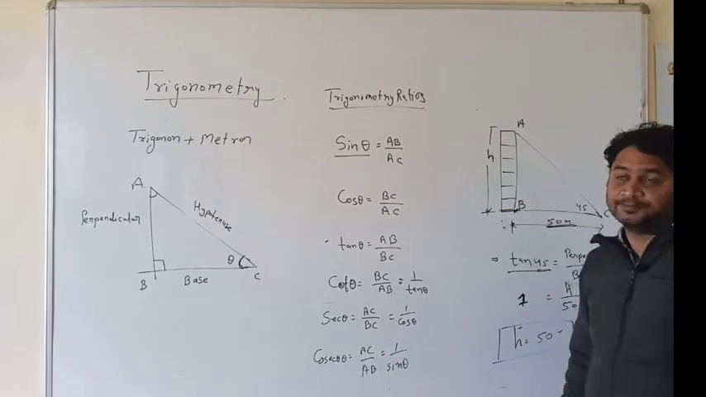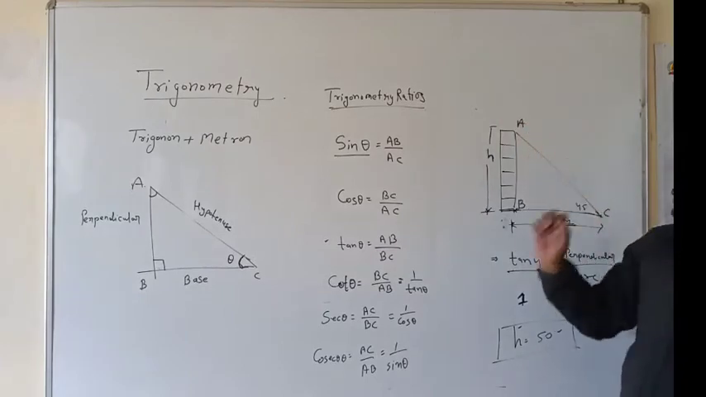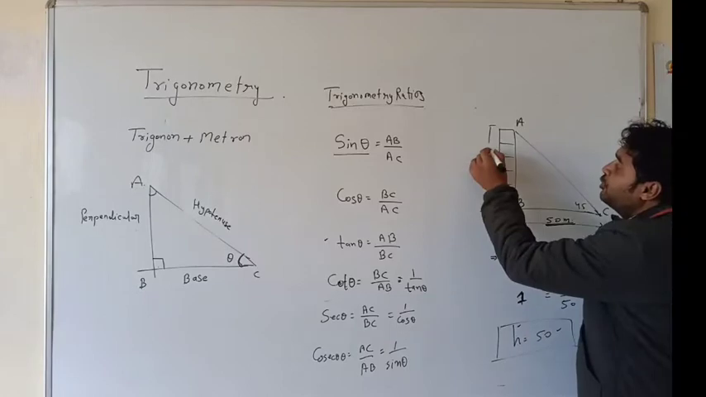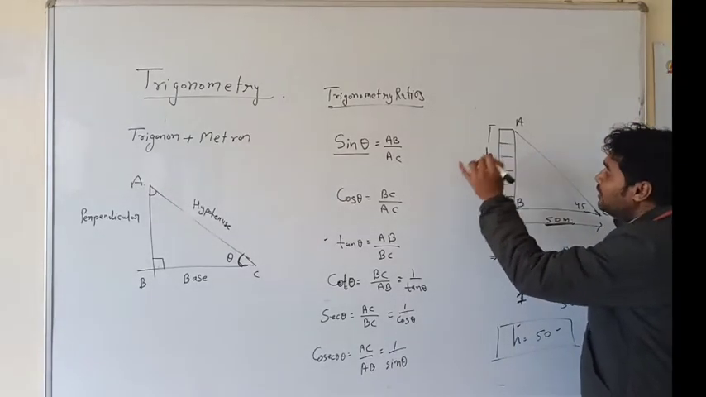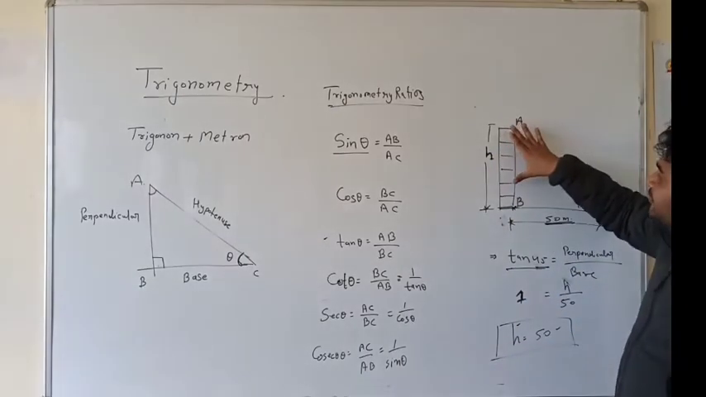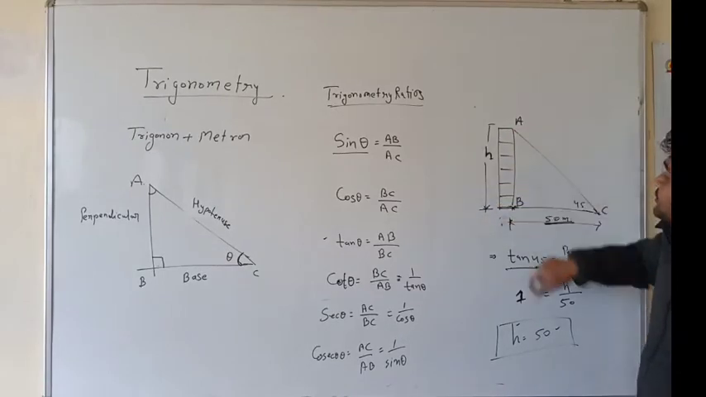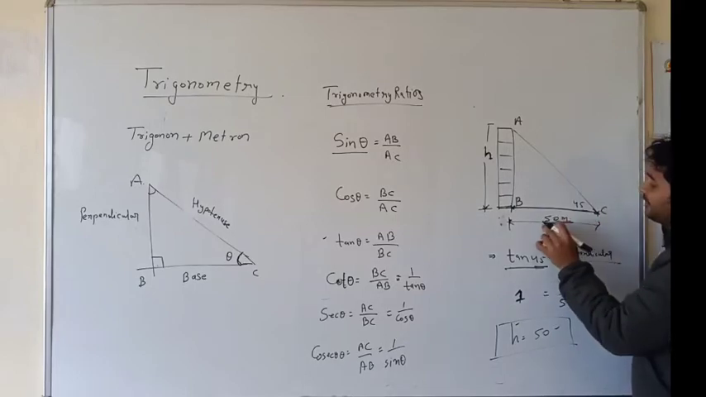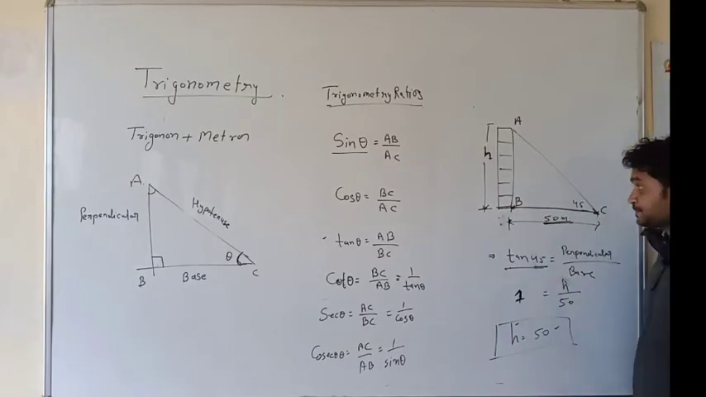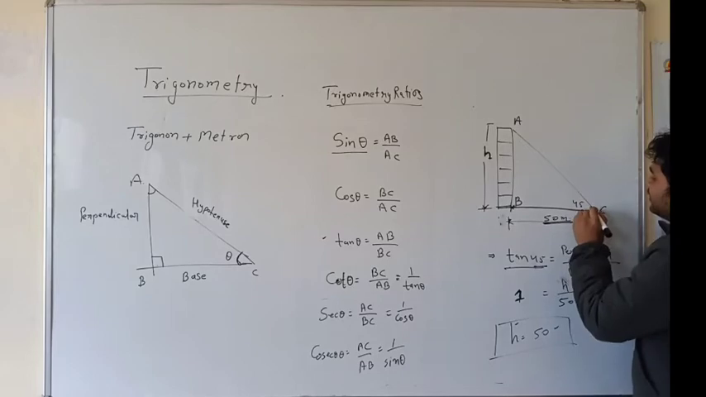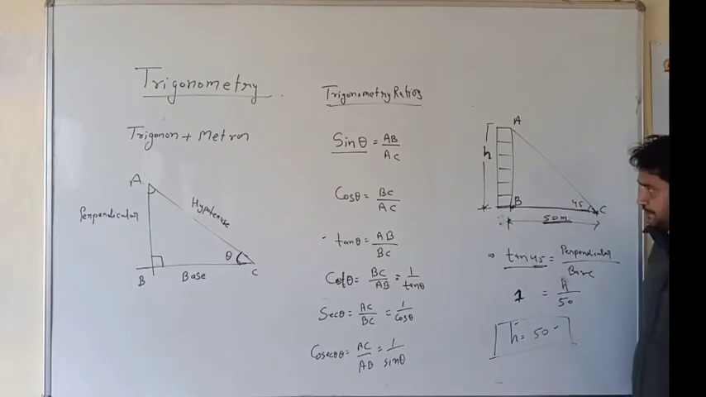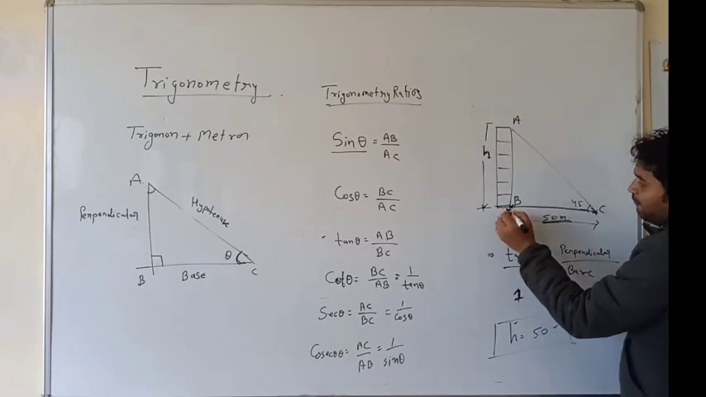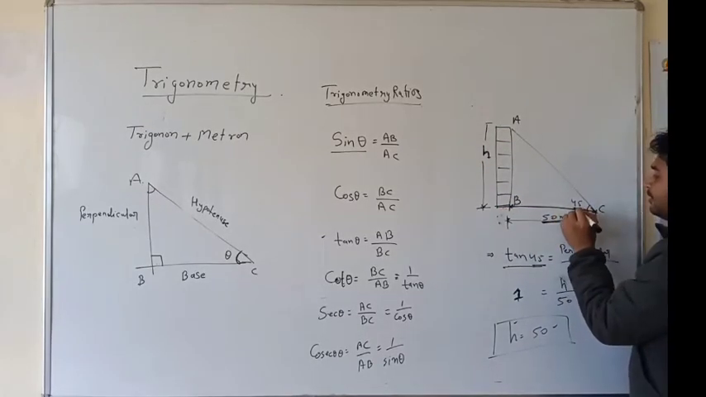Now the application part. Let's assume there is a building whose height we need to calculate. Let's assume its height is h and we are standing 50 meters apart from the base of this building, and let's assume this angle is 45 degrees. So we need to calculate this height, and we have this length and this angle.